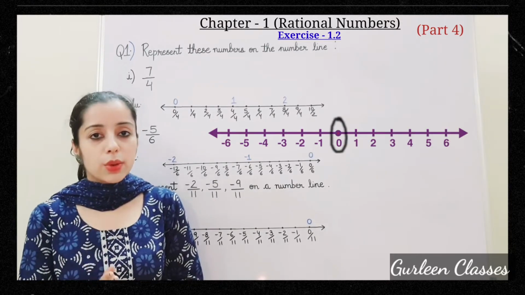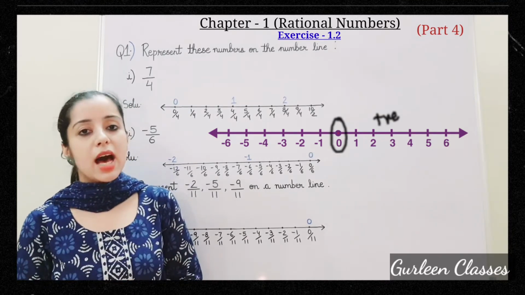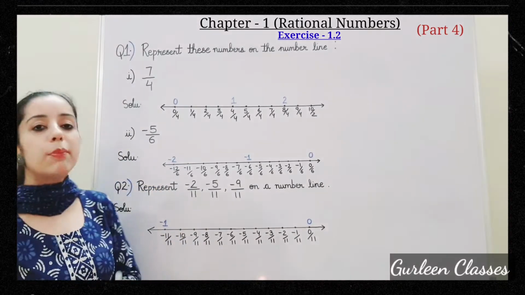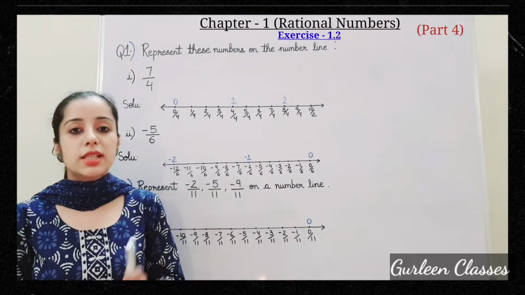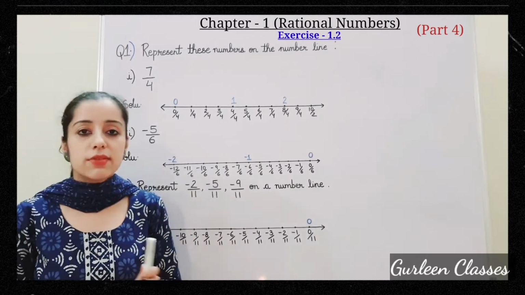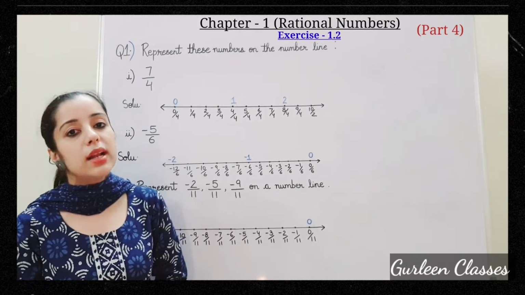In the center we have 0. On the right side we have all positive numbers, and on the left side we have all negative numbers. So the first rational number is 7 upon 4. We have to represent this on the number line, and 7 upon 4 is a positive rational number. So it means that it will lie on the right side of the number line.